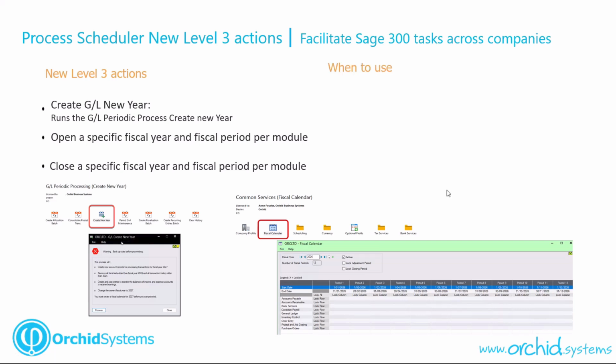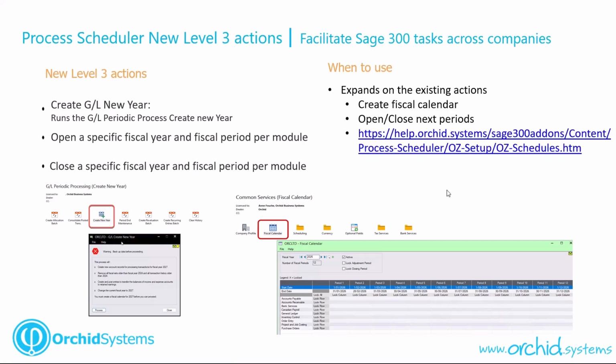When would you use these? So they expand on our existing actions. We've always had create fiscal calendar, which just creates the new year with all the periods being open. But now you can create the new GL year in conjunction with creating the fiscal calendar. And we've had open and close of the next periods.